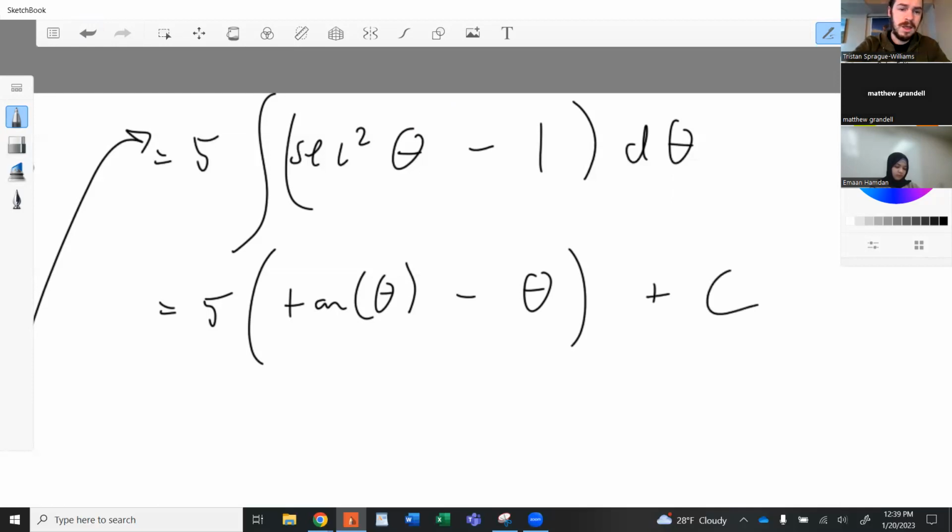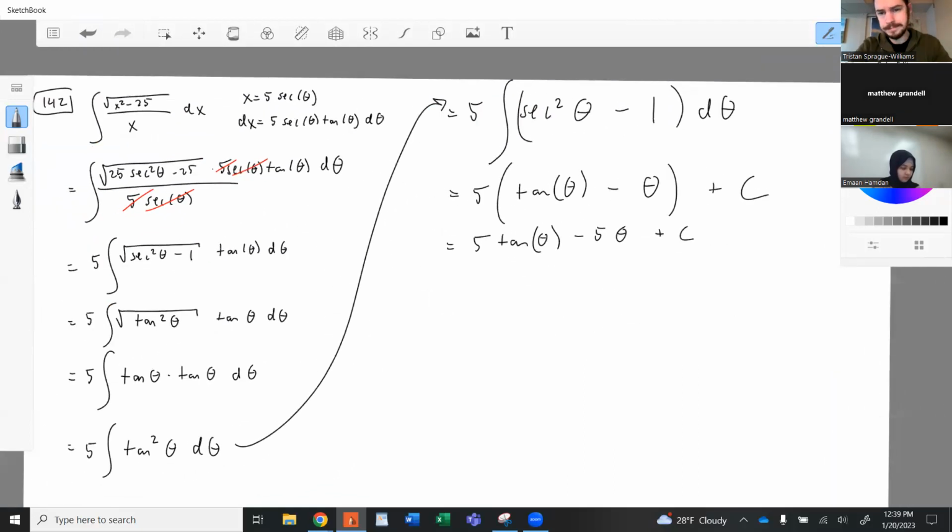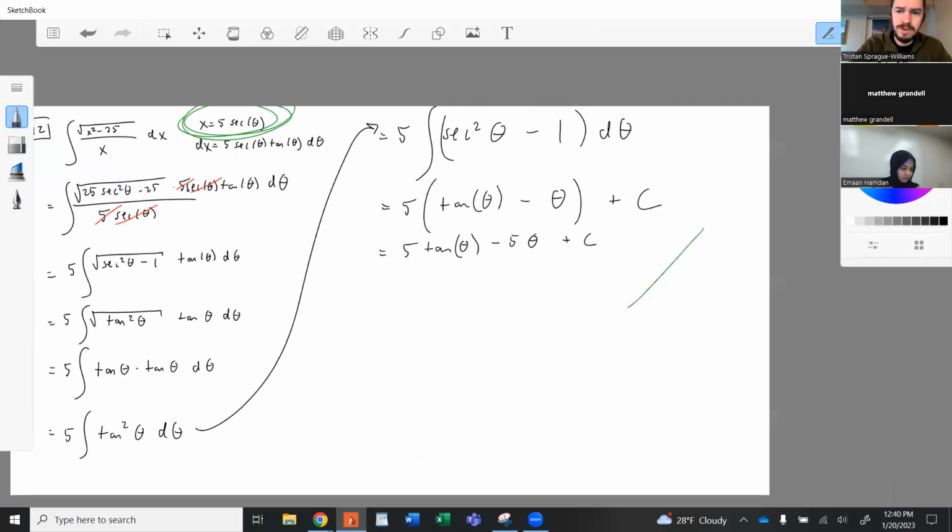So now we're here. I can distribute that 5 back through if I want to, but the main thing we have to do now is just figure out how to get this back in terms of x instead of theta. So now, if we want to do that, I think the key idea is we have to go back to this relationship, and it can be helpful to draw a reference triangle just as a visual aid, right?